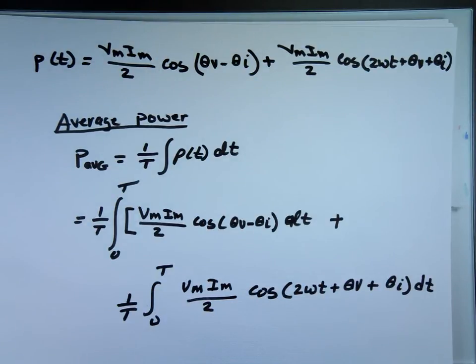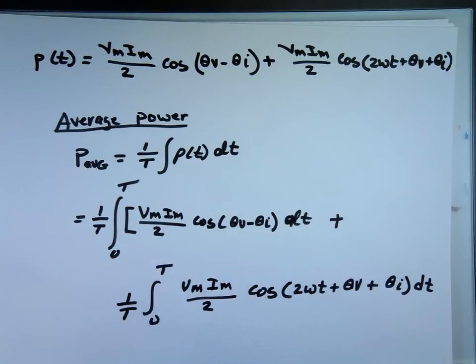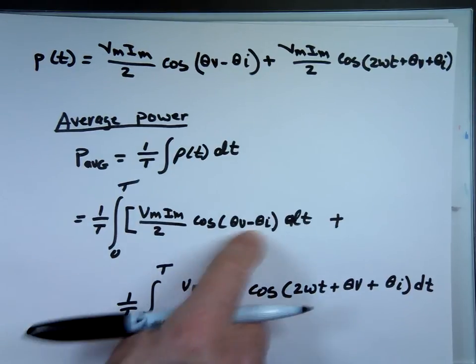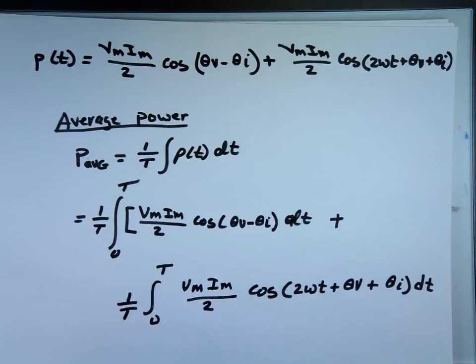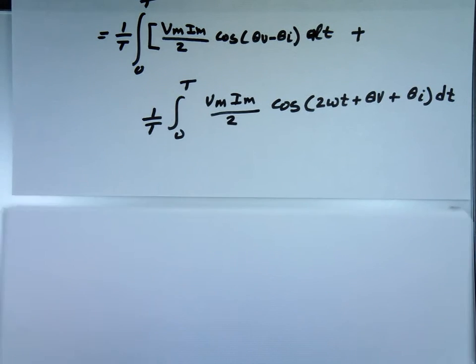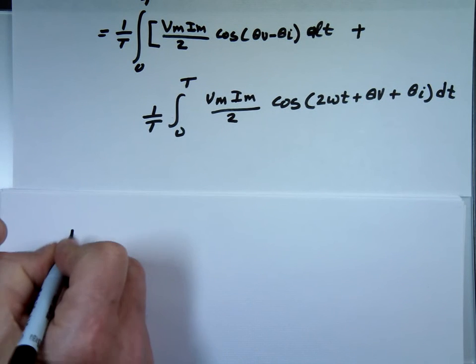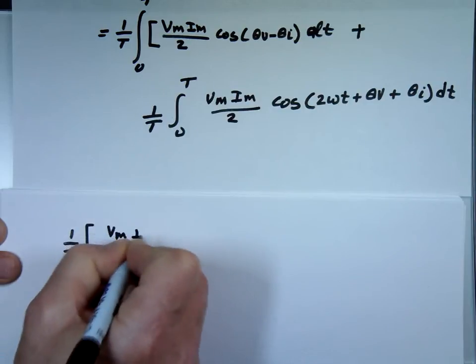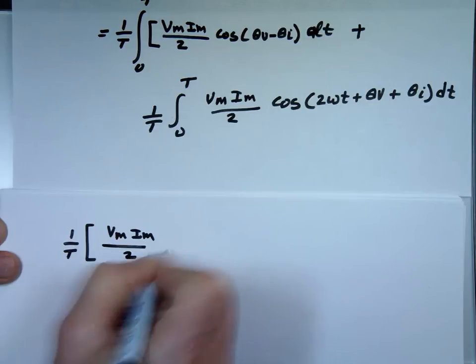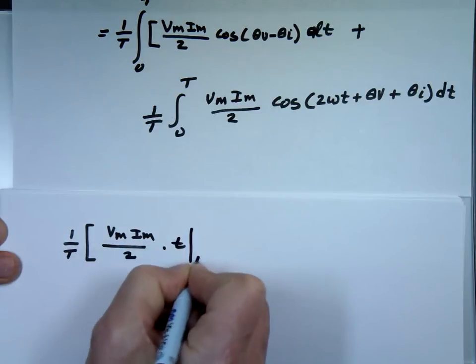Well, this is a constant. This is a constant, so I can take it outside. There's no t in it. So what's the integral of dt? T. So here we go. 1 over T, V max, I sub max, over 2 times t as t goes from 0 to T.